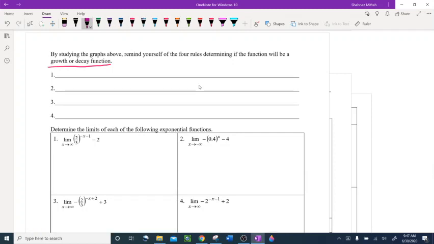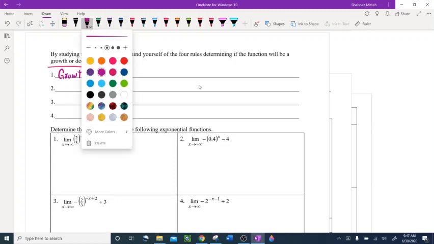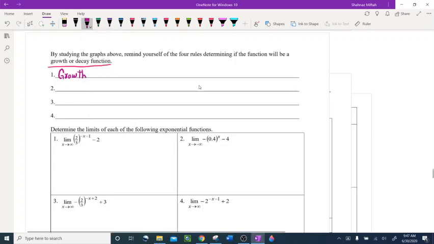Okay, so let's see this. The rules, these are really important. So the first one is growth. We get the growth if b is greater than 1 and 0 or 2 reflections.